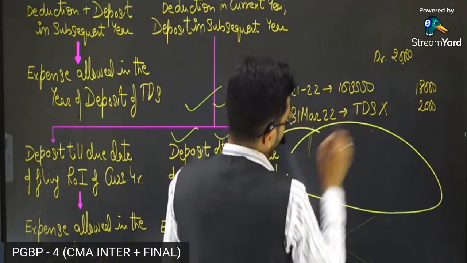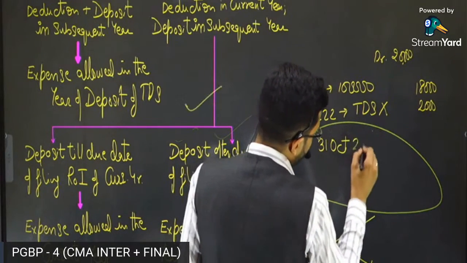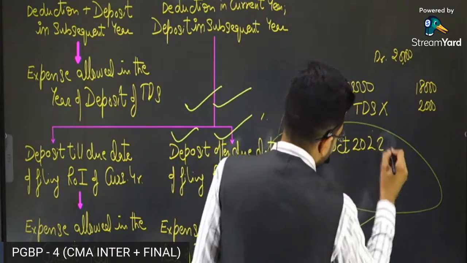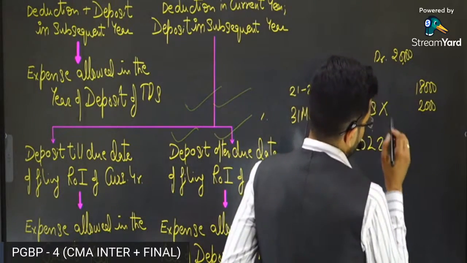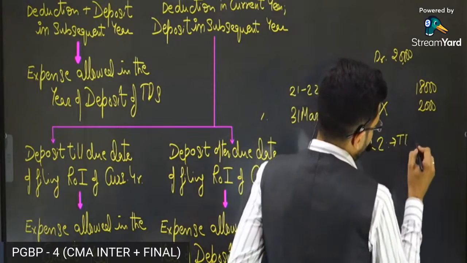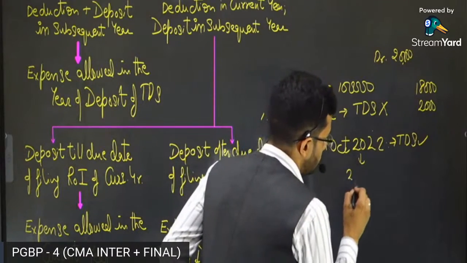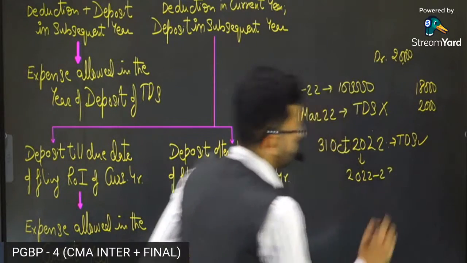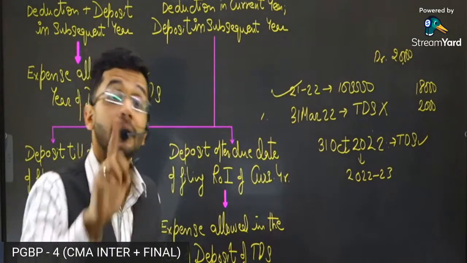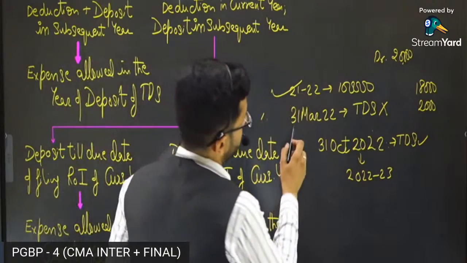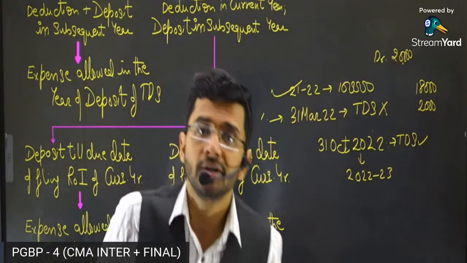Now, guys, for this particular year, suppose the return filing date is 31st October 2022. So you have to deposit this amount by 31st October 2022. Suppose you deposit the TDS by 31st October 2022; which financial year is 31st October 2022? This is the next financial year, 2022-23. Deduction is made in 21-22. Deposit is not made in 21-22. Deposit is made beyond 31st March 2022, which means the deposit is made in financial year 22-23.